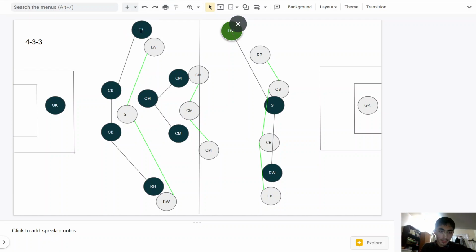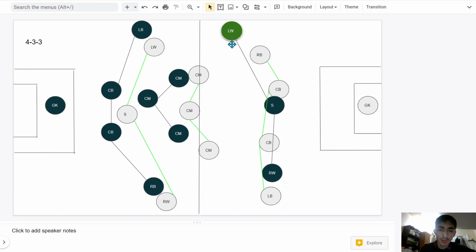Anyways, on the back there's 4, and in the middle there's 3, and at the top there's 3. Similarly, the opponents, I've connected their players using these green lines. They also have 4, 3, and 3. The goalkeepers are obviously excluded, and you start from the defense or the back line. That's the position where I would be in a 4-3-3, somewhere on the left.